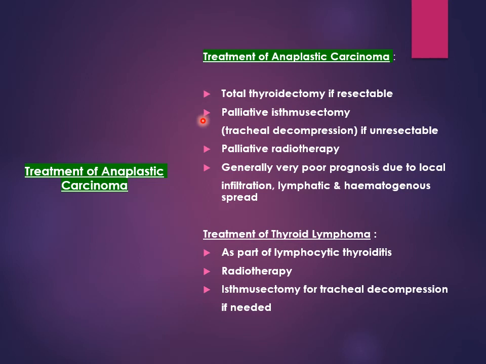Palliative isthmectomy may be done in patients with tracheal obstruction to relieve or decompress the tracheal obstruction. If not able to resect, then may have to go for palliative radiotherapy. Generally, these tumors have very poor prognosis due to local infiltration, lymphatic and hematogenous spread.